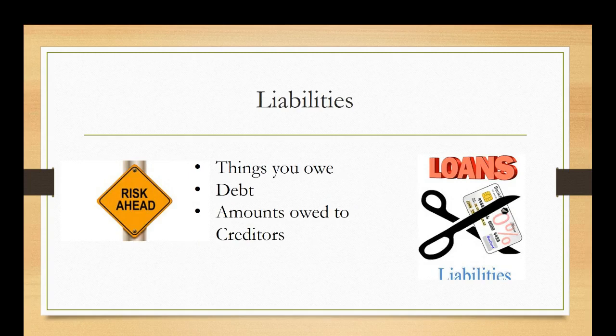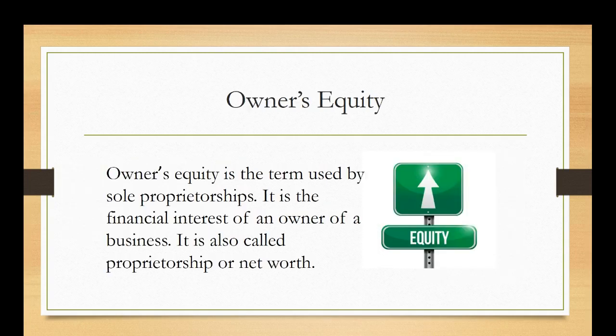Liabilities are amounts that we owe. We could owe them to all different kinds of people, but we call those people creditors. Liabilities is synonymous with debt or loans. And finally, the last portion of the basic fundamental accounting equation is owner's equity. And owner's equity is what the owner has left over after all the creditors are paid. Sometimes you'll hear it referred to as net worth.